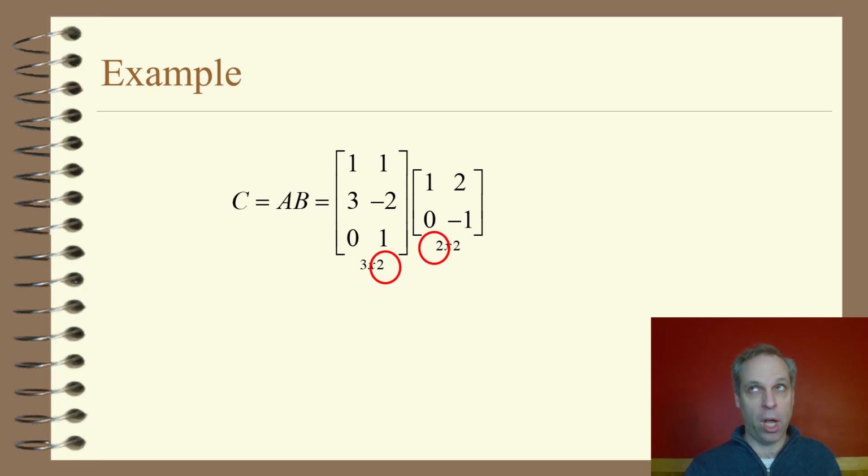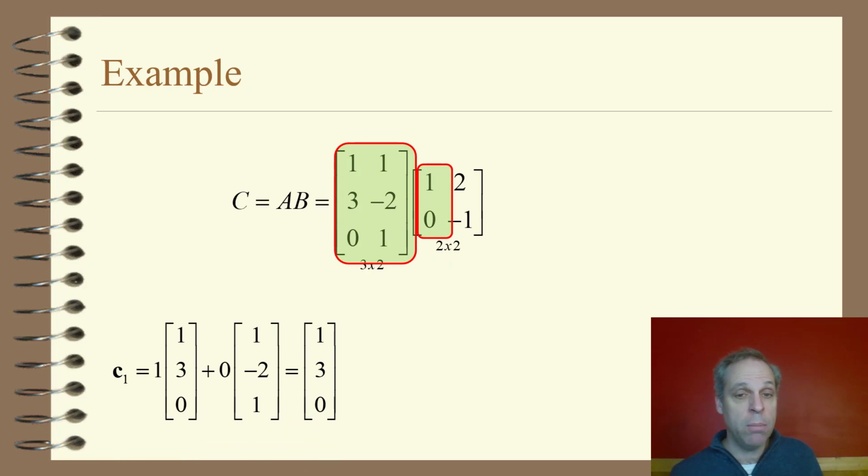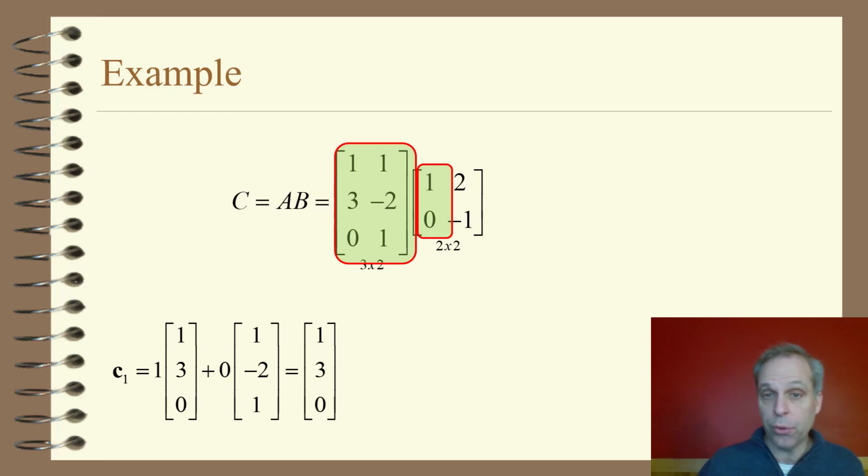Let's find the first column of C, the product of A and B. So the first column of C is found by taking the matrix A and multiplying it by the first column of B. That is a linear combination of the columns of A using the entries of that first column of B as the coefficients. So then C1 is that linear combination, and that's 1, 3, 0. That's the first column of this product.